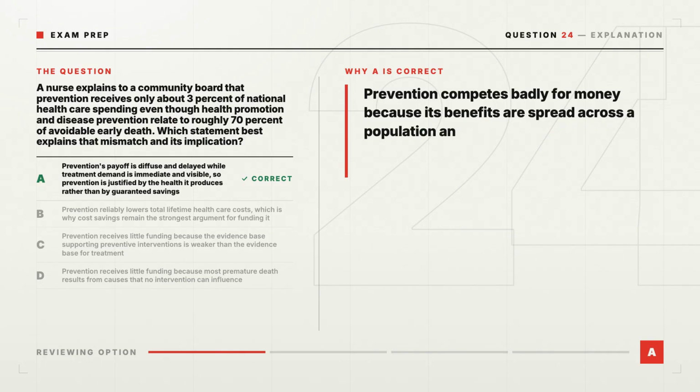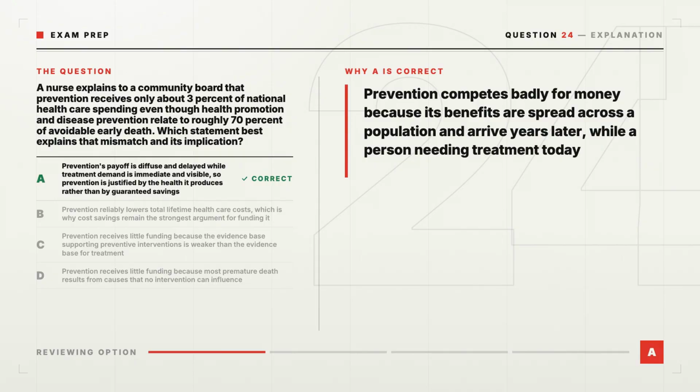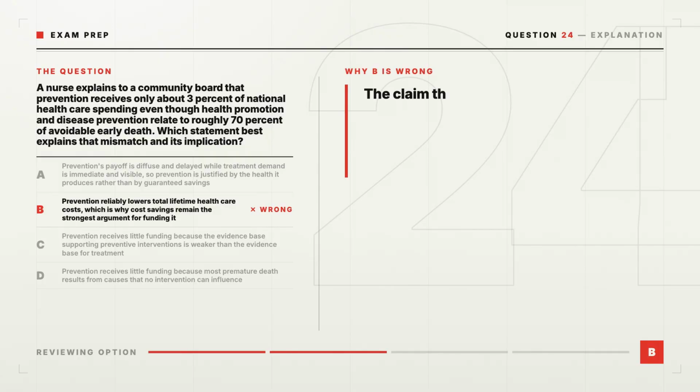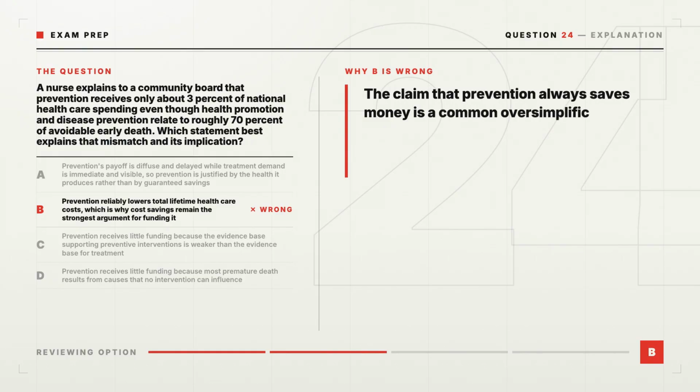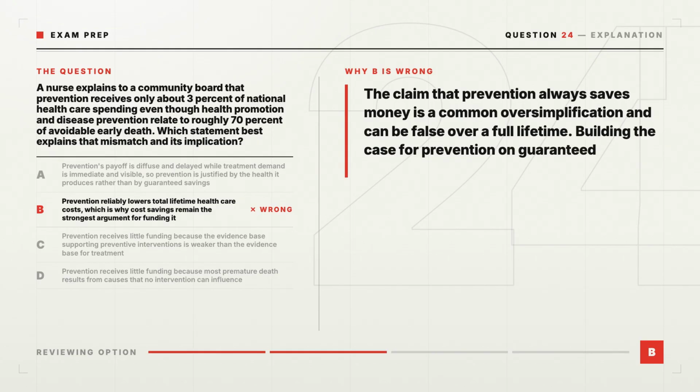There is also a counterintuitive fiscal wrinkle worth knowing, since keeping people alive longer produces older populations that consume more care across more years. Prevention earns its place because it produces health, which is the mission, not because it always saves money. B is wrong because the claim that prevention always saves money is a common oversimplification and can be false over a full lifetime. Building the case for prevention on guaranteed savings leaves it vulnerable when the savings fail to appear.